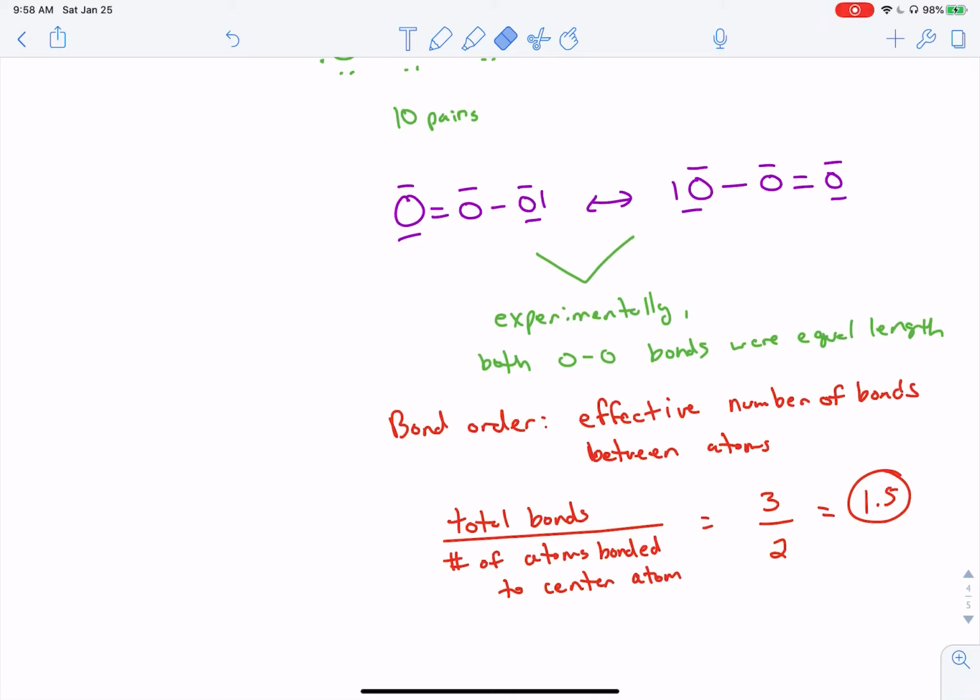What's great is when we talk about higher level, this works for higher level expanded octet too, because oftentimes you don't see the additional lone pairs on the central atom when it expands, but this way you will, because your numbers won't match and you'll have to add more pairs. So it always works.